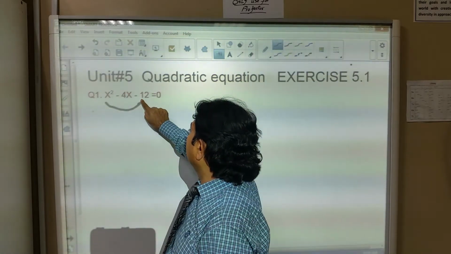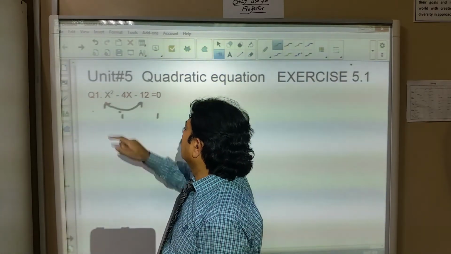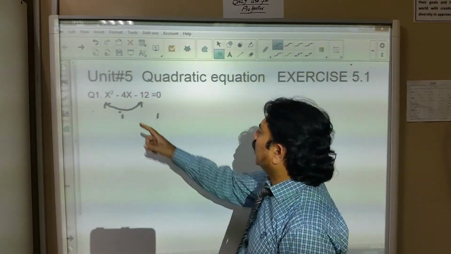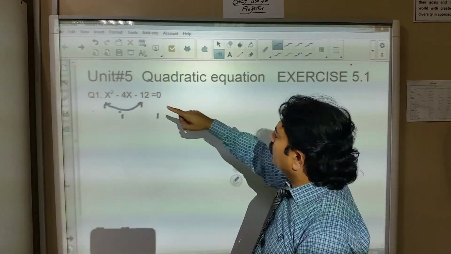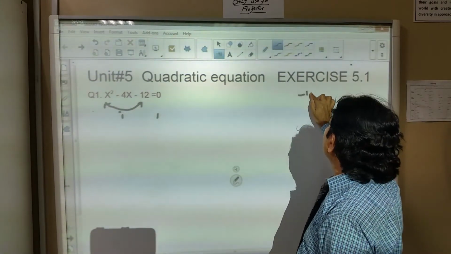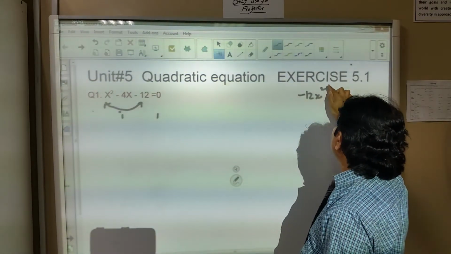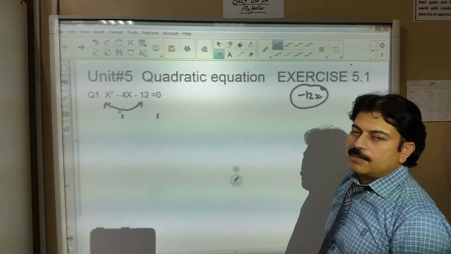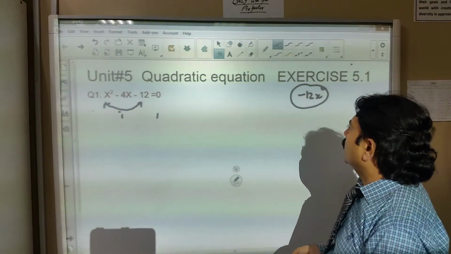Then you will multiply the first and the last one. So x square times minus 12, you will write minus 12x square here, and you will put it on the right side.